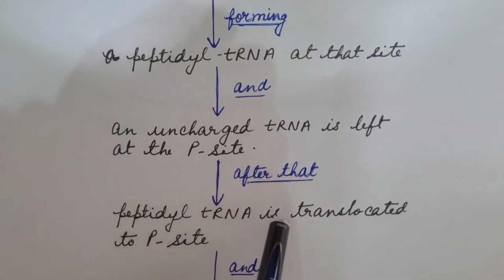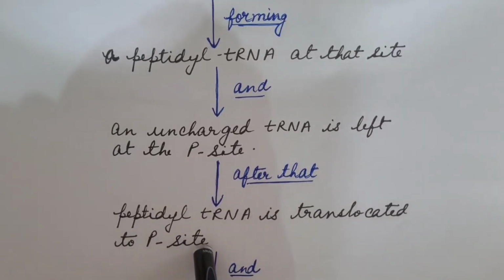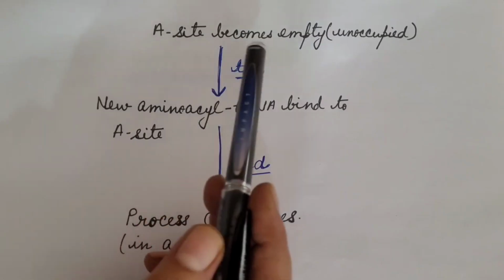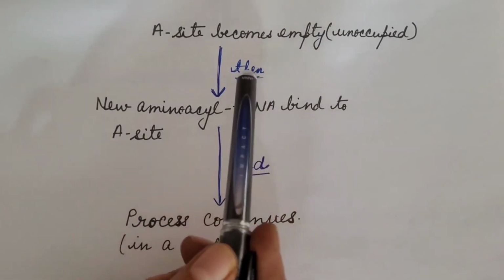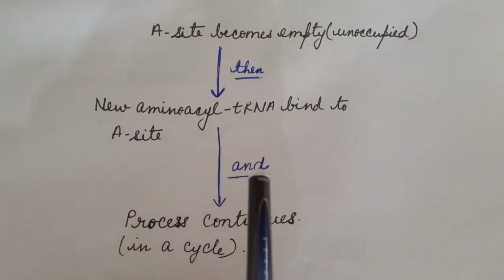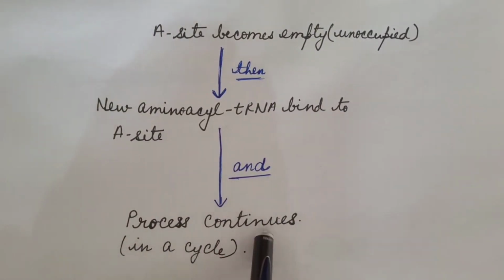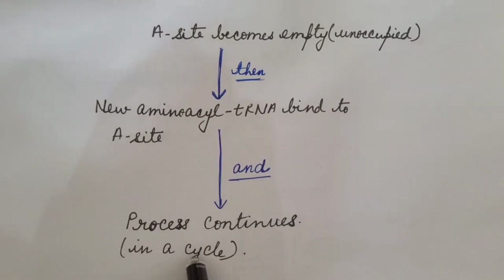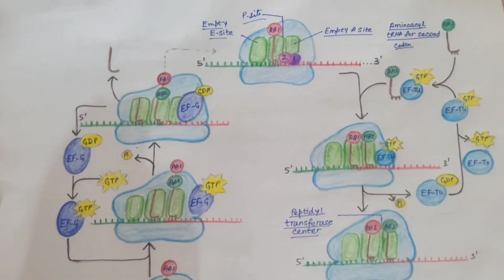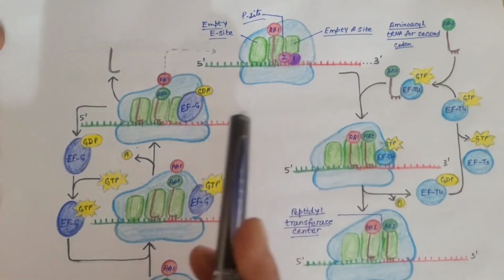After that, peptidyl transfer RNA is translocated to P site and uncharged transfer RNA is translocated to E site. A site becomes empty, that is unoccupied. Then new aminoacyl transfer RNA binds to A site and the process continues in a cyclic manner till the entire messenger RNA is read or decoded. Now let us understand this elongation step or phase with the help of this diagram.